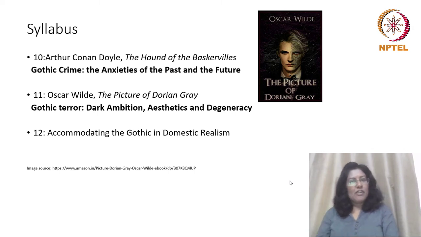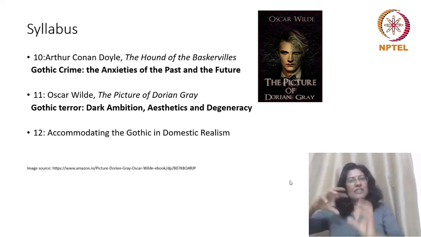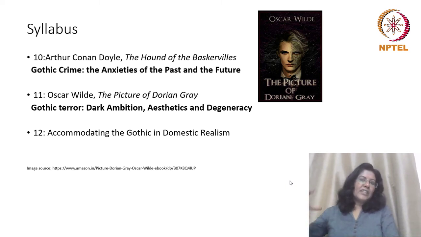In week 11, we'll talk about Oscar Wilde's The Picture of Dorian Gray. It is a novel which makes use of the idea of degenerating aesthetics to talk about dark ambitions, and through dark ambitions, Gothic terror is communicated to the reader.